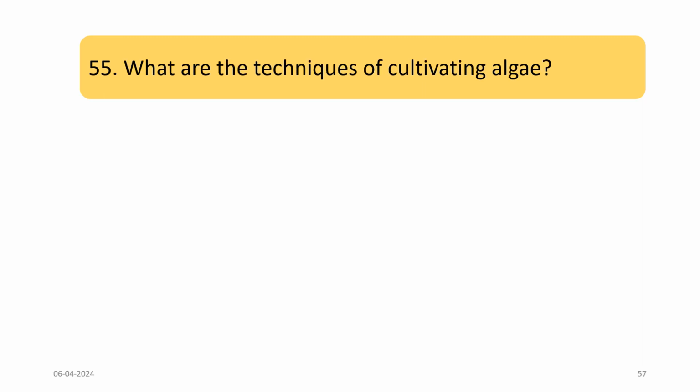Next question and the last one is: what are the techniques of cultivating algae? There are diverse ways, but here the main ones are mentioned. One is the open ponds. In open ponds, algae is grown in a pond in the open air, right? A simple design and low capital cost because there are multiple open ponds around us.